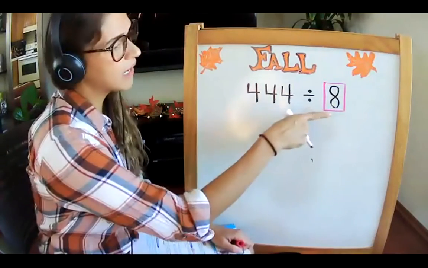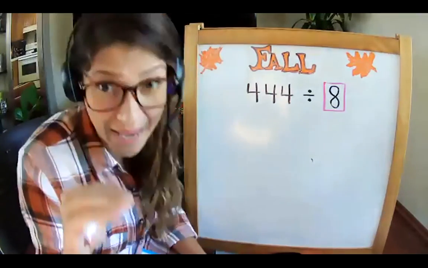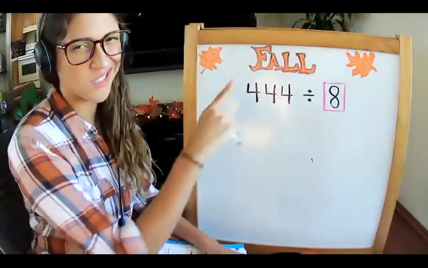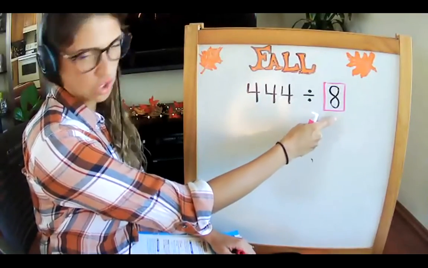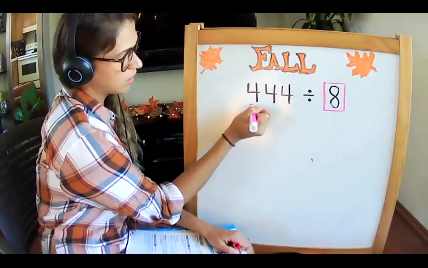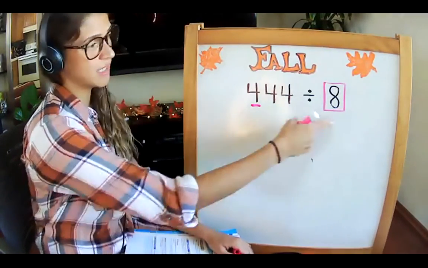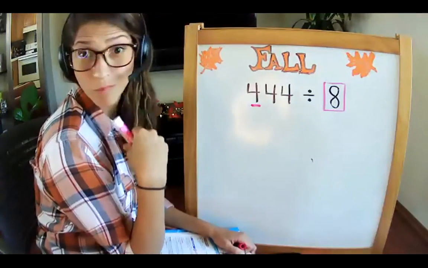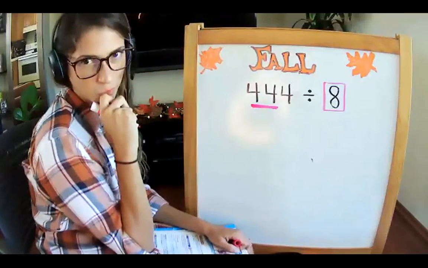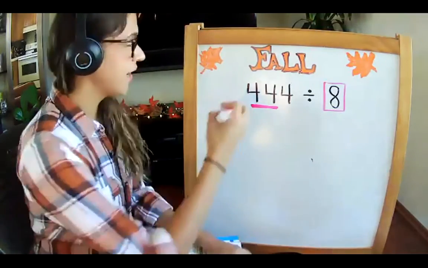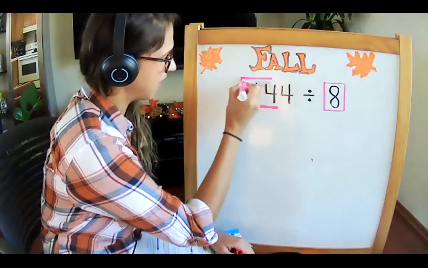Why? Because now that I know I'm working with my 8 times table, I'm going to see what basic fact I can find in my dividend that's in the 8 times table. Starting with my 8, can my 8 go into 4? No. Is 44 in the 8 times table? No, but it's pretty close. So I'm going to box that as my basic fact.